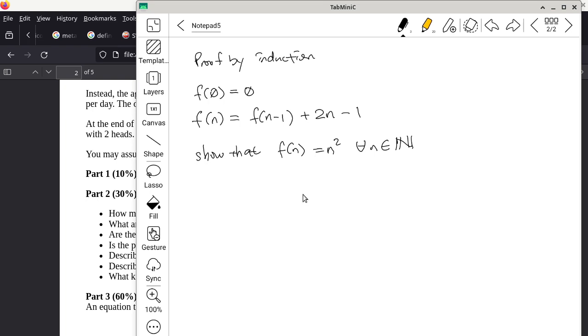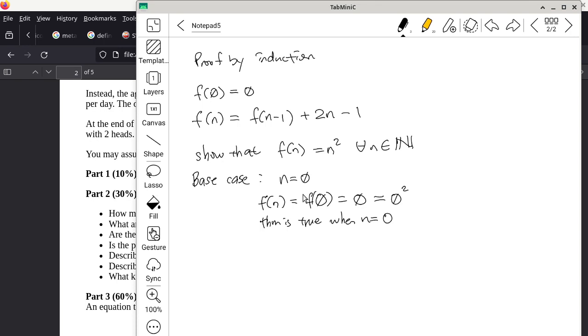So proof by induction has two distinct steps. The first one is the basis, the base case. The base case is when n equals 0. So when n equals 0, f of n is f of 0, which is by definition 0, but 0 is also the same thing as 0 squared. So now we have established that when n equals 0, the theorem is true. This is what we call the base case.